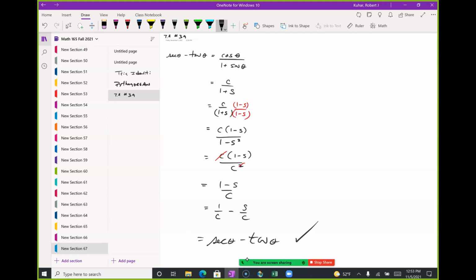Add that little divide and conquer to part 3. I had part 3, dot, dot, dot, divide and conquer. What does that mean? A plus B over C becomes A over C plus B over C.